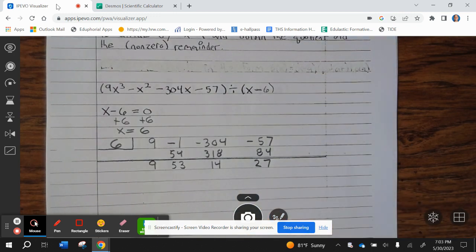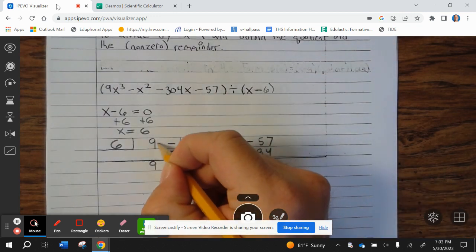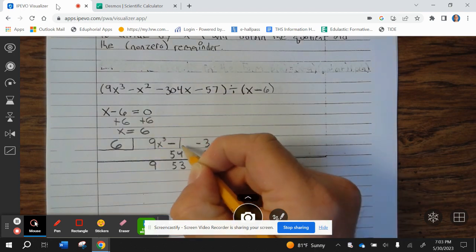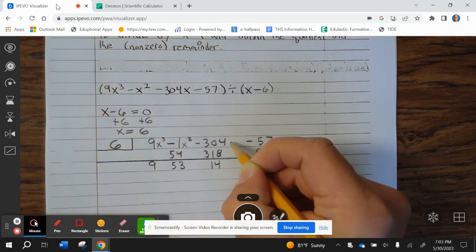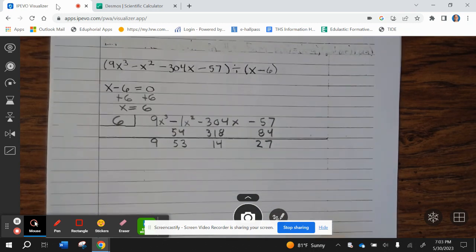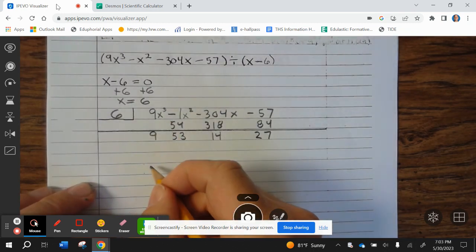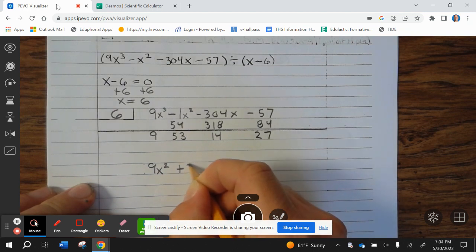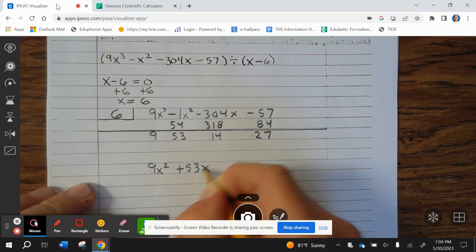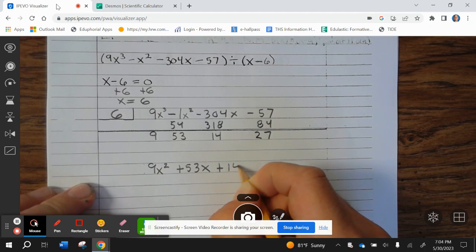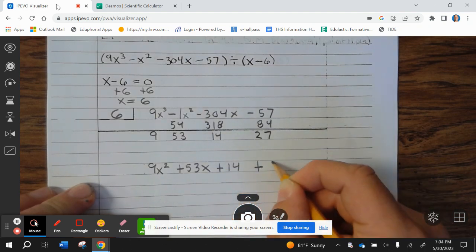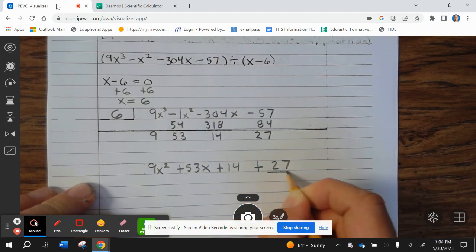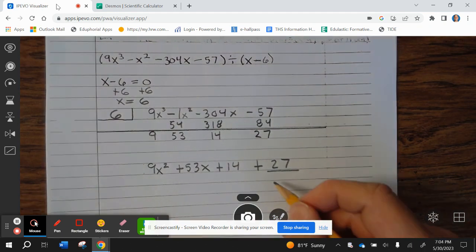Now, when you divide, this was 9x cubed, x squared, x minus 7. But the exponent must decrease by 1. So now this becomes 9x squared plus 53x plus 14, plus, don't forget the remainder, 27 divided by x minus 6.